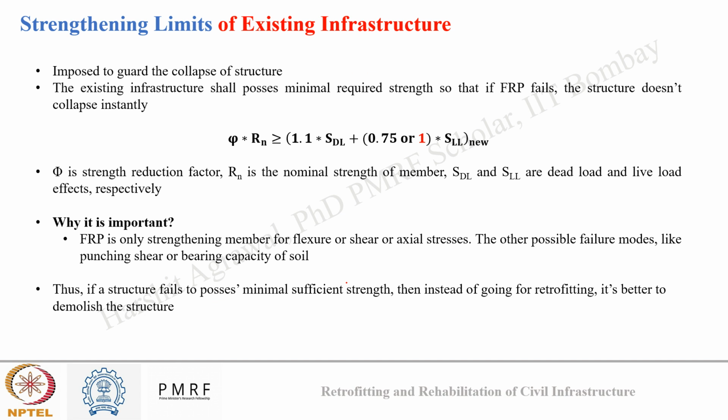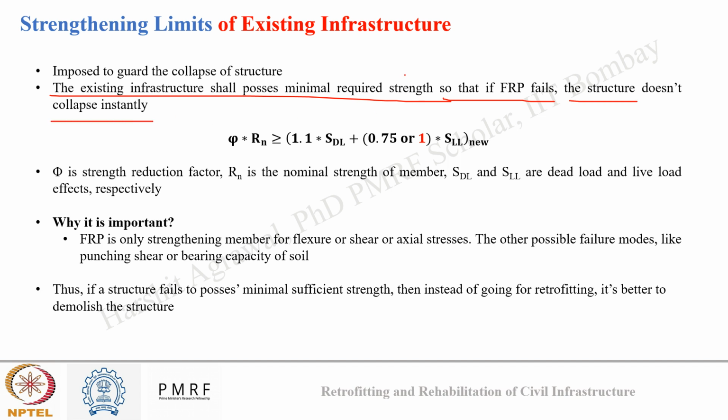So first is the strengthening limit of existing structure. So what do we mean by strengthening limit? It is imposed to guard against the collapse of the structure. The existing infrastructure shall possess a minimum required strength so that if FRP fails, the structure doesn't collapse instantaneously.